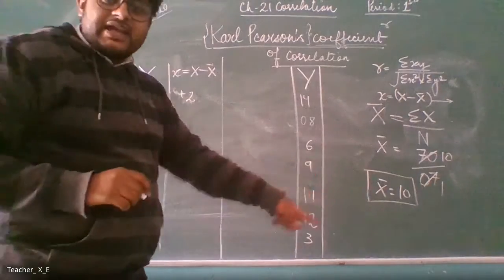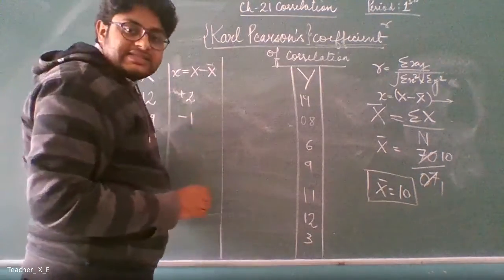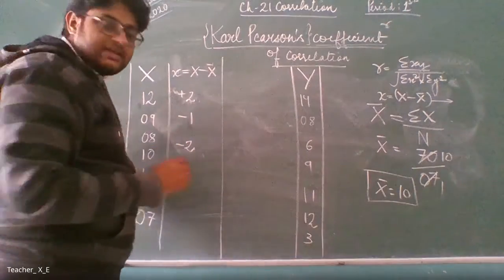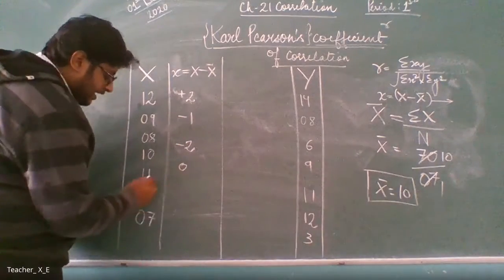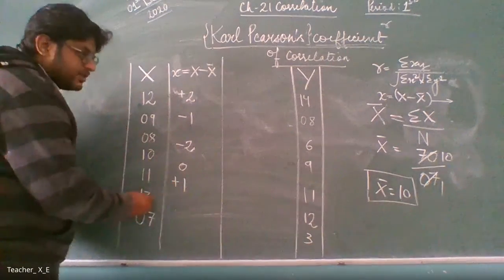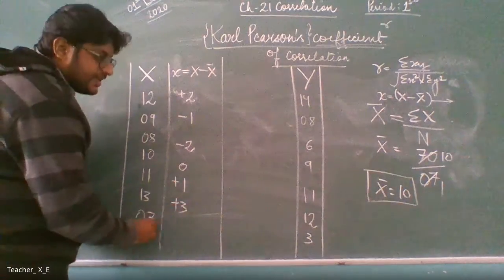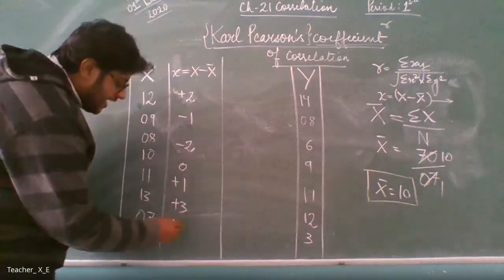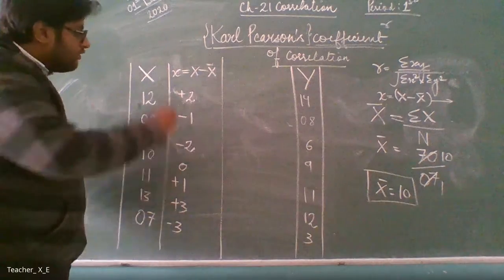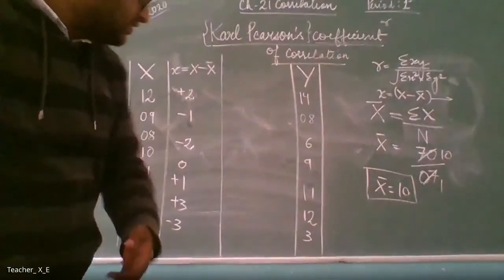9 minus 10 is minus 1. 8 minus 10 is minus 2. 10 minus 10 is 0. 11 minus 10 is positive 1. 13 minus 10 is positive 3. 7 minus 10 is negative 3. So this is how we have got the deviations of our x series.